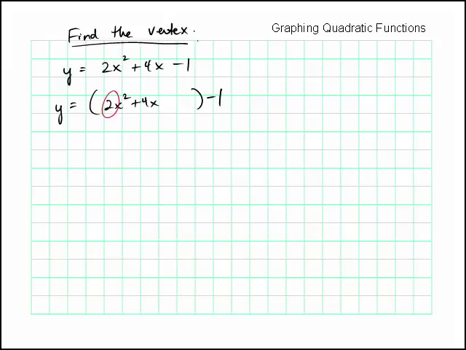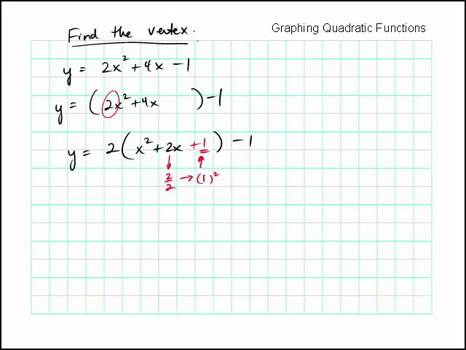To complete the square, it has to be a 1x squared. So I'm going to have to factor 2 out. 2 times x squared plus 2x minus 1. I factored a 2 out of the parentheses. Now, I can add a number in to complete the square. I take half of this, which is 1, and then I square it, and that's a positive 1. So I've got to add 1 to this side.